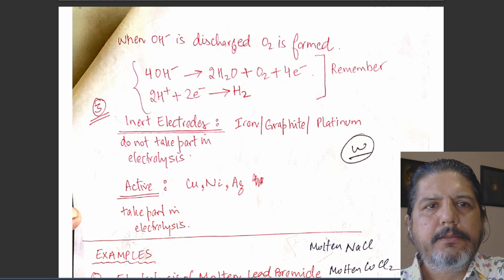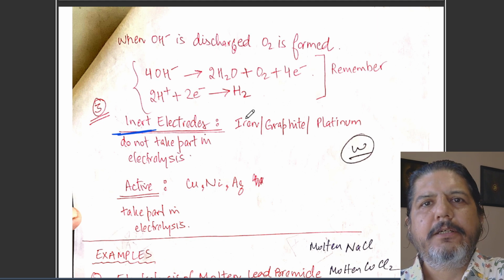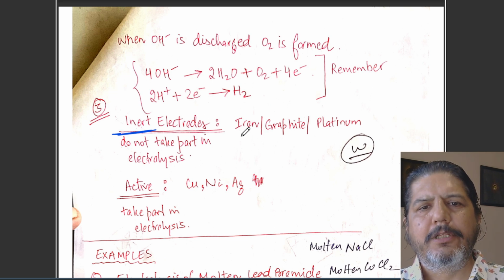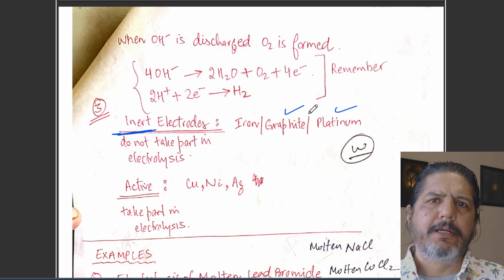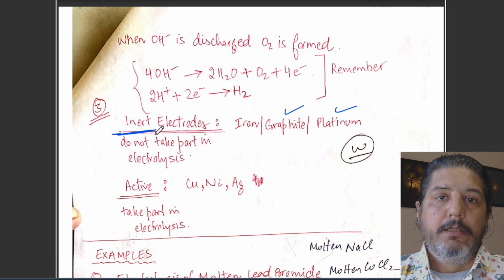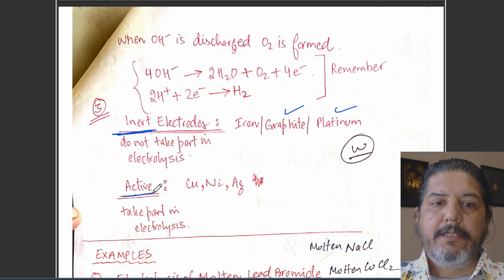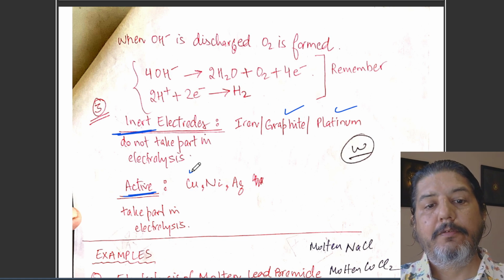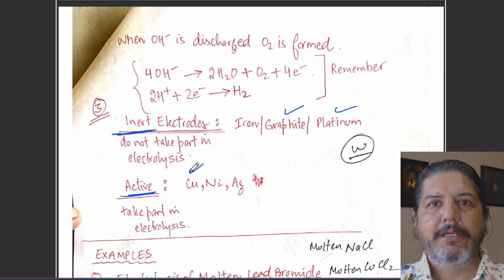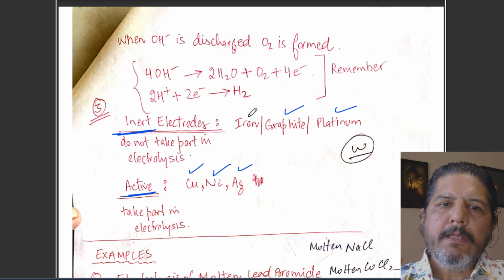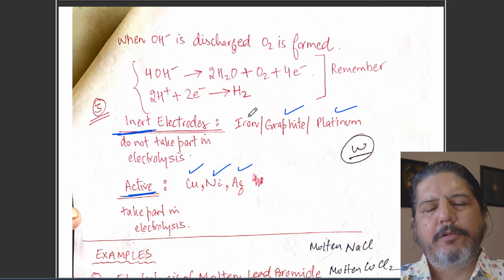There can be conditions where you are dealing with inert electrodes. Inert electrodes are those that won't take part in the electrolysis. They are electrodes like graphite and platinum usually. They don't take part in the discharge. That is not the only case. You can have active electrodes also. These are the electrodes which will actively take part in the electrolysis. There will be conditions when one or both of the electrodes would be copper, nickel, or silver. These are the kind of active electrodes that you will see.